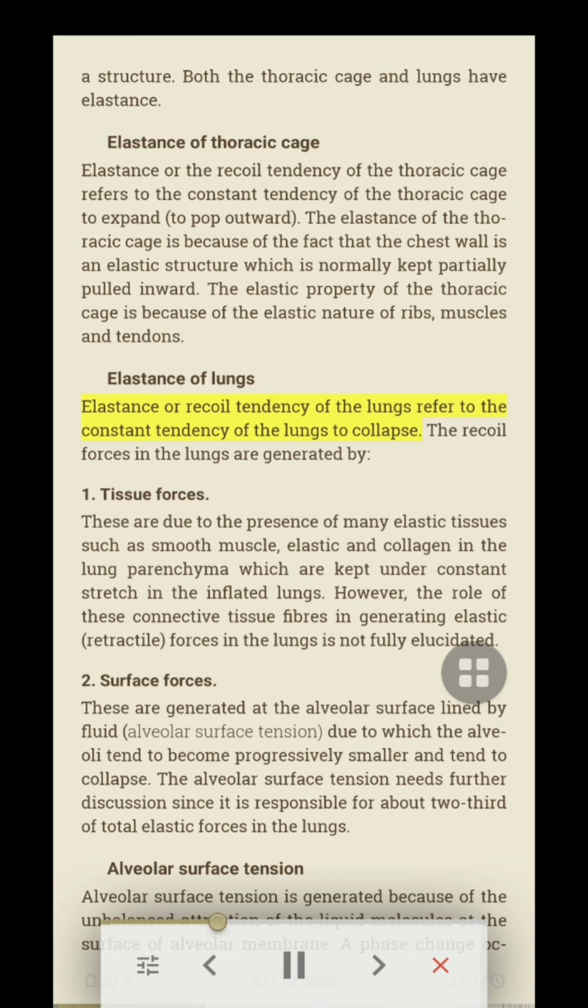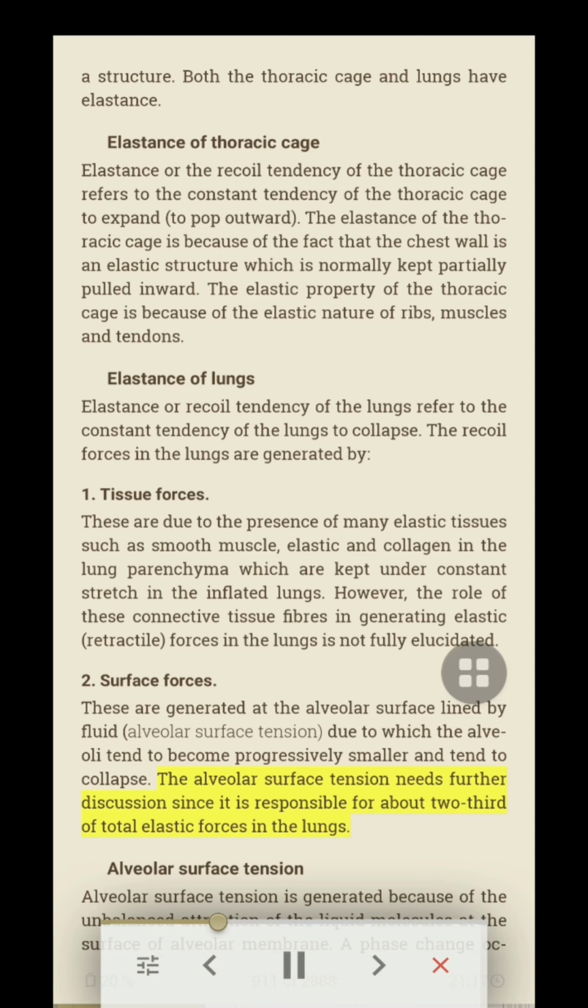Elastance of lungs. Elastance or recoil tendency of the lungs refers to the constant tendency of the lungs to collapse. The recoil forces in the lungs are generated by: 1. Tissue forces. These are due to the presence of many elastic tissues such as smooth muscle, elastic and collagen in the lung parenchyma, which are kept under constant stretch in the inflated lungs. However, the role of these connective tissue fibers in generating elastic retractile forces in the lungs is not fully elucidated. 2. Surface forces. These are generated at the alveolar surface lining by fluid alveolar surface tension, due to which the alveoli tend to become progressively smaller and tend to collapse.